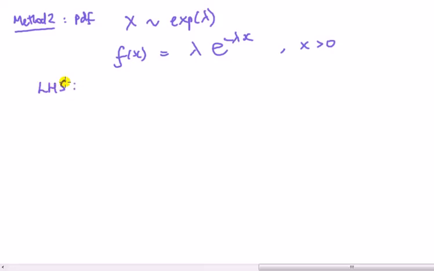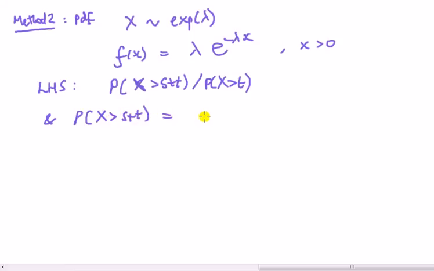The left hand side now we can just say is the probability of X bigger than s plus t divided by the probability that X is bigger than t. And so we'll look at each of these. First, the probability that X is bigger than s plus t is equal to, I want to integrate this PDF with respect to x from s plus t. Where's the upper limit? It says x can be bigger than 0, so it hasn't got an upper limit, it's infinity. So that's what we want to calculate.